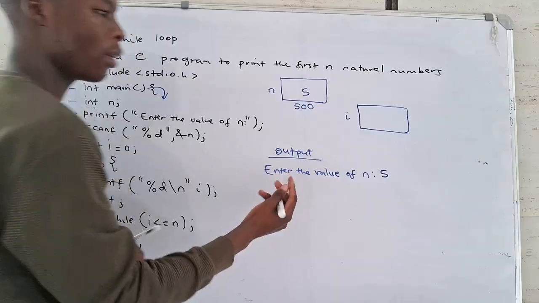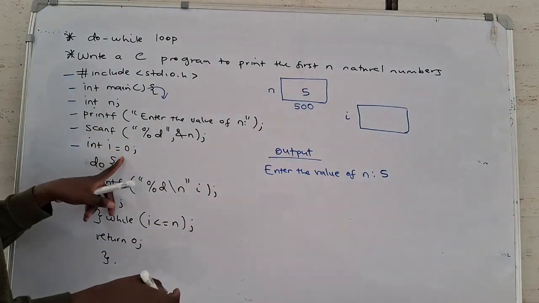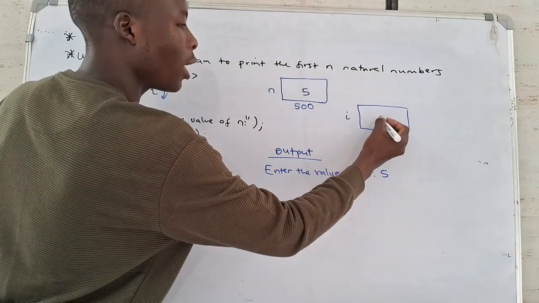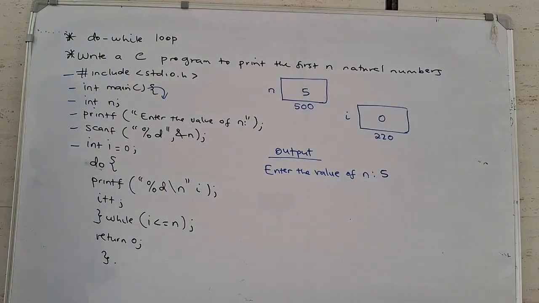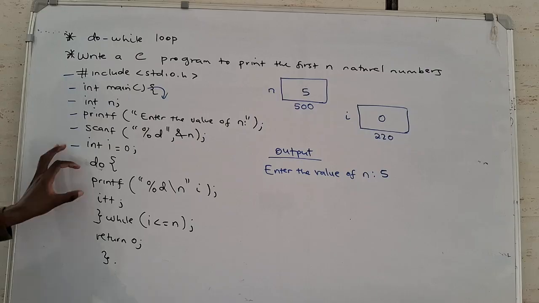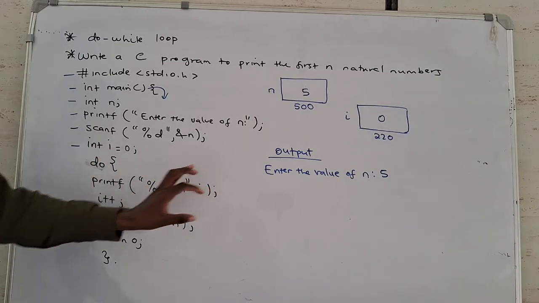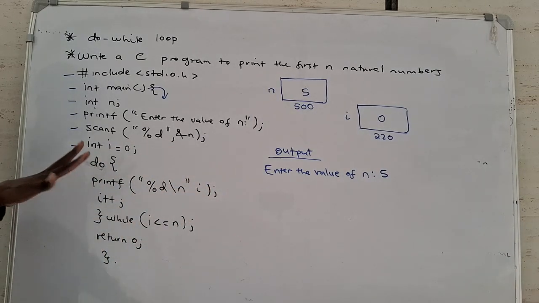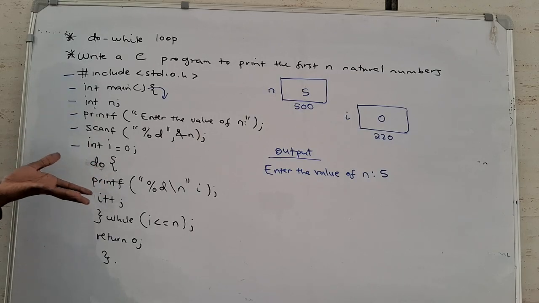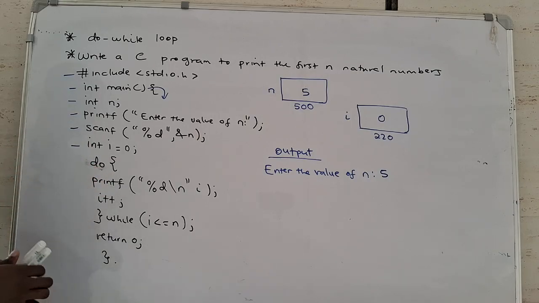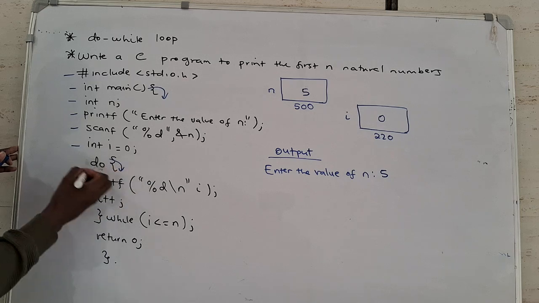I is being declared. At the same time, it's being initialized. Suppose the memory address is 220. Now, the compiler is being told to print this. There is no condition. No condition is going to be checked here. There is nothing to be checked. So directly the compiler is going to enter inside.